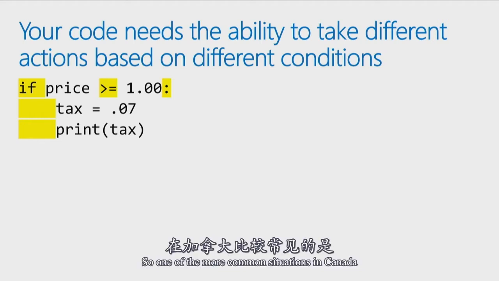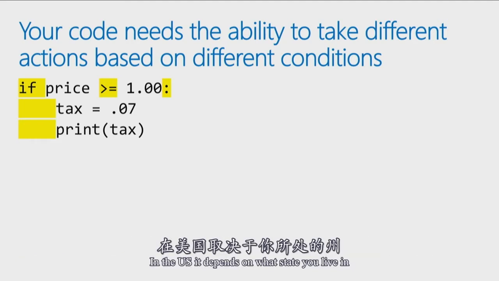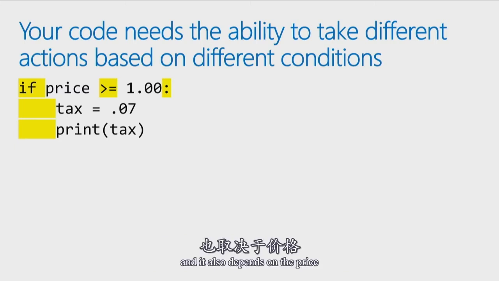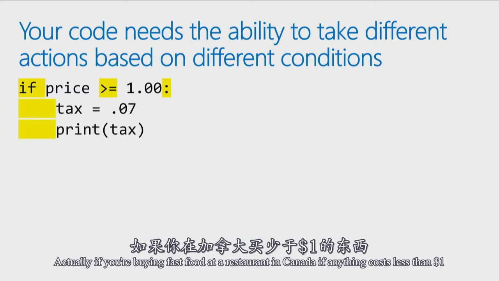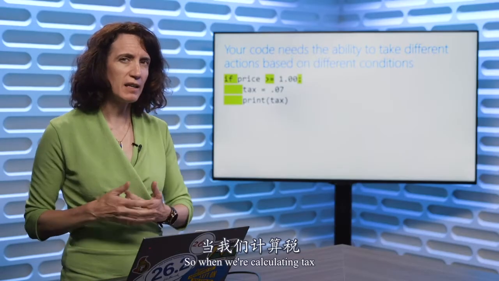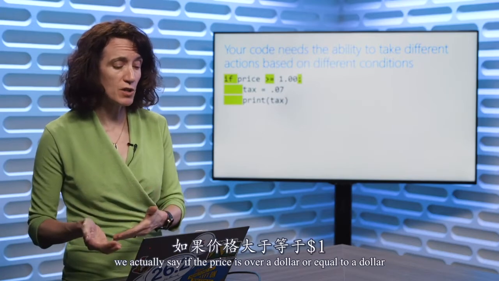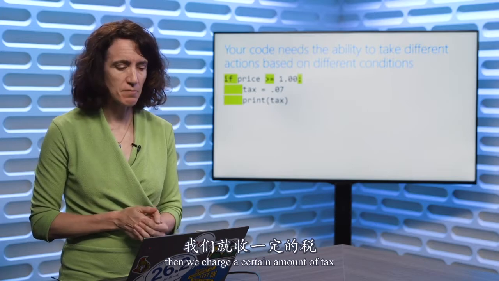So one of the more common situations: in Canada, we have all sorts of different tax levels depending on which province you live in within the country. In the US, it depends on which state you live in. And it also depends on the price. Actually, if you're buying fast food at a restaurant in Canada, if anything costs less than $1, you don't pay any tax on it. So when we're calculating tax, we actually say if the price is over $1 or equal to $1, then we charge a certain amount of tax.